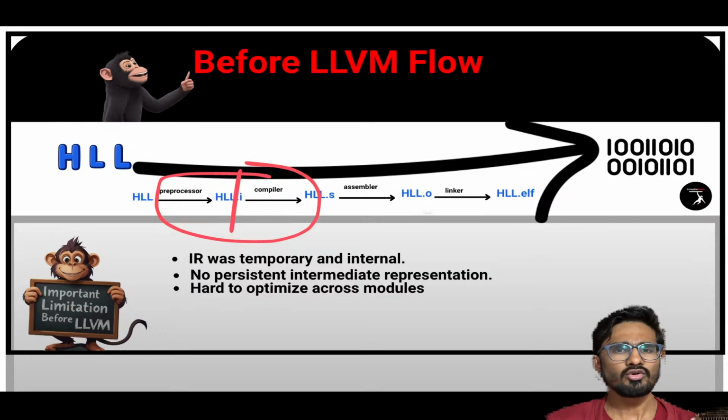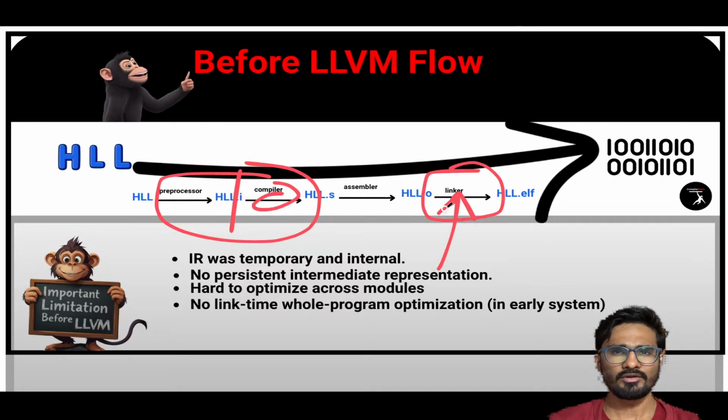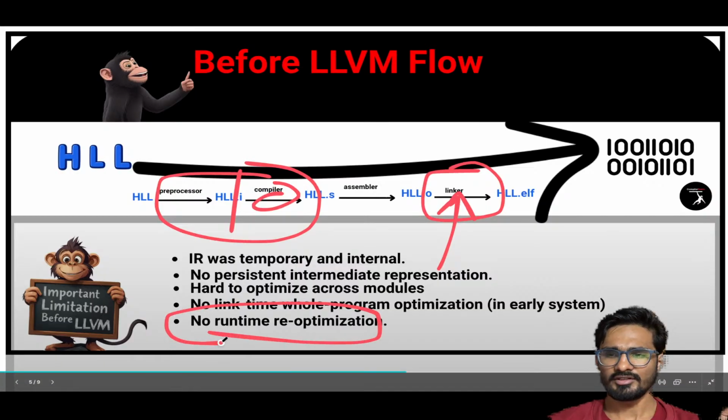Third, it was hard to optimize across modules, meaning the whole source code was difficult to optimize. And there was no link time optimization. We were only focusing on compile time, not on link time, where we can also optimize. Before LLVM, link time optimization was not there. And after that, there was no runtime optimization. This was again taken care of by LLVM.